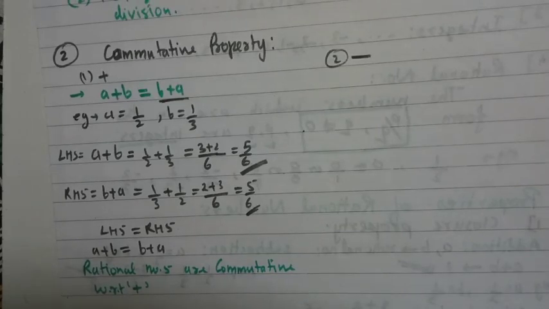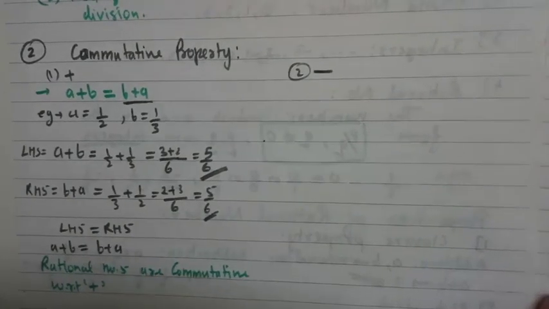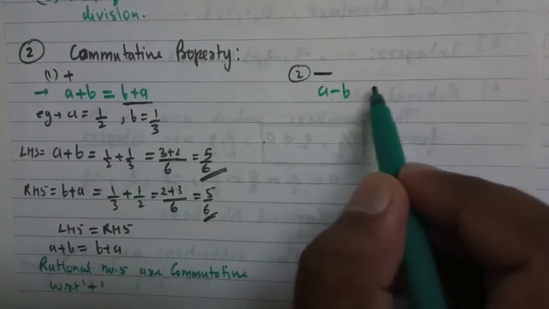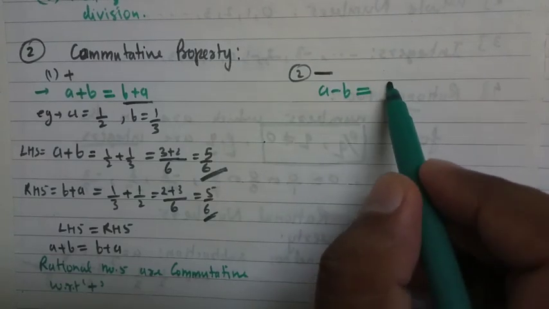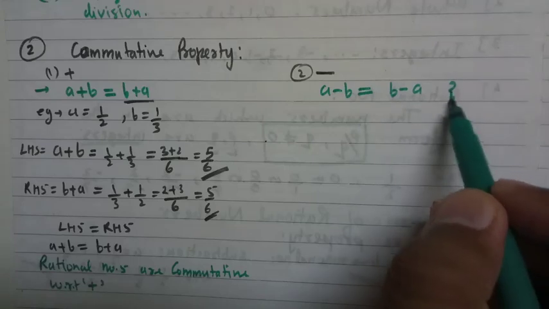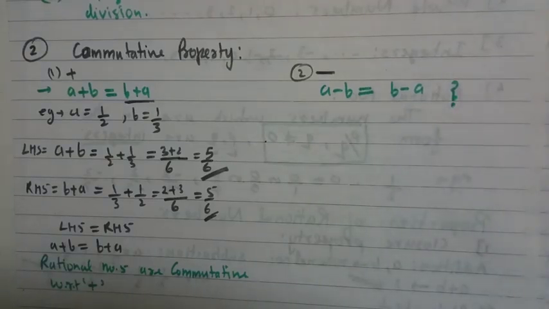Similarly, let me check it for subtraction. For subtraction, we have to check whether a minus b is the same as b minus a. This we need to check out. So we'll check with the help of an example.